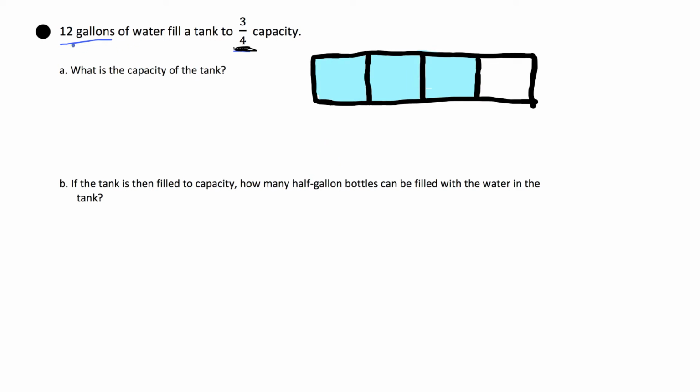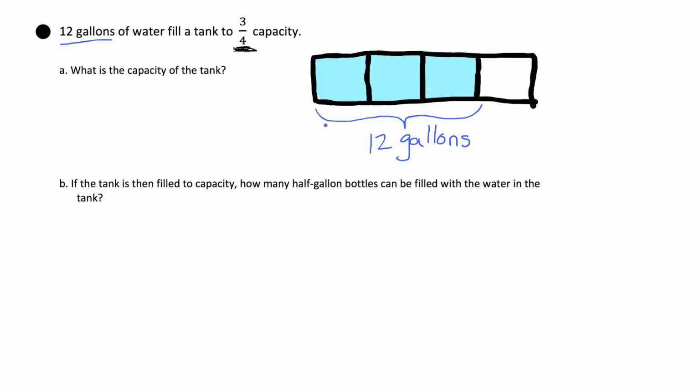It says that 12 gallons of water fill a tank to 3/4. So 12 gallons is the 3/4. There are 12 gallons in the 3/4 of water. That means that the amount in these 3 units is 12 gallons. I want to know what the entire capacity of the tank is. Capacity means the most that it can hold if it's all the way filled up.